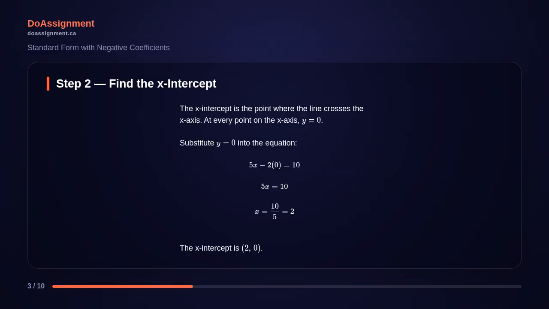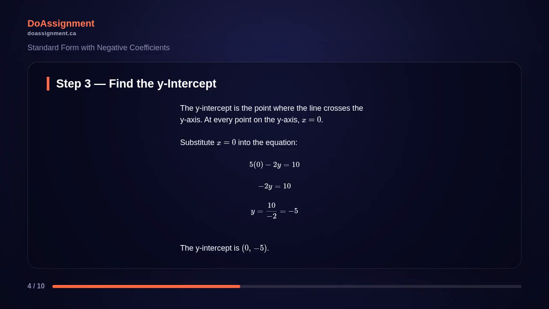To find the x-intercept, I substitute y equals 0 into the equation because the line crosses the x-axis exactly where y is 0. So 5x minus 2 times 0 equals 10 simplifies to 5x equals 10, giving x equals 2. The x-intercept is the point 2, 0.